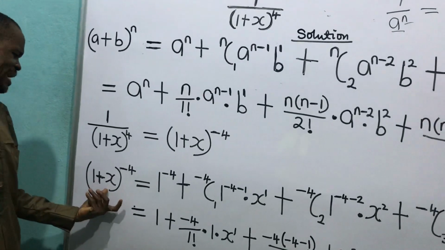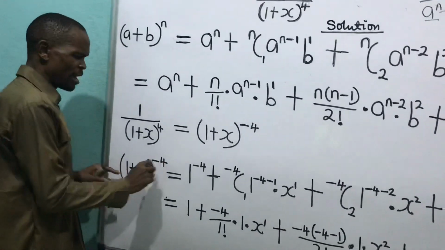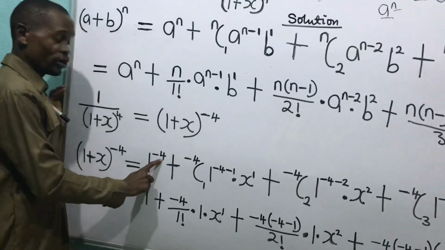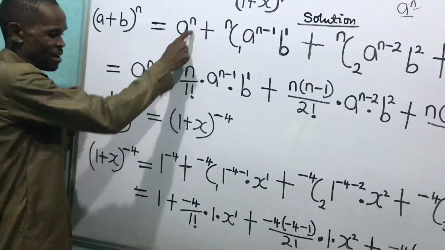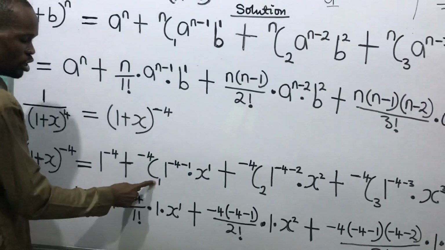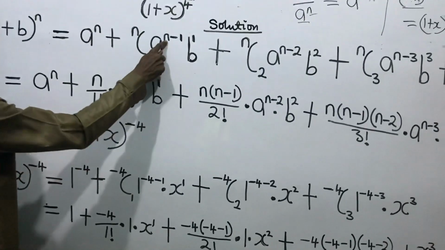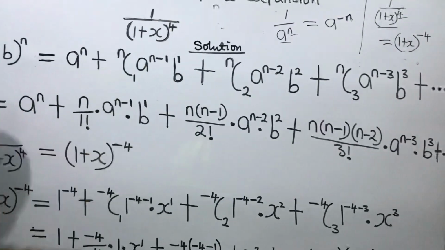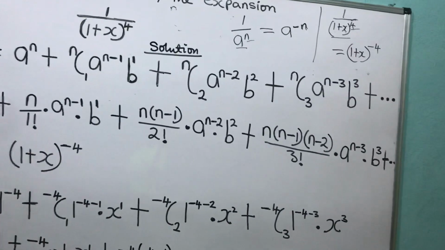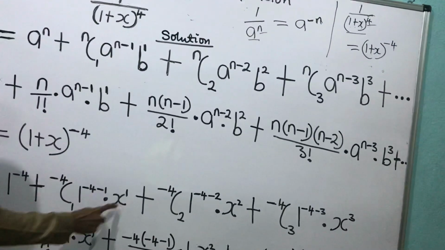Then 1 plus x raised to power minus 4 can be given, the first term being a raised to power minus 4, which is the maximum. Plus, out of minus 4, I'm choosing 1, and a will go up to 1 raised to power minus 4 minus 1. Look at it, this n becomes minus 4 minus 1. Then a is 1, then dot x. My b is x, raised to power 1. That's what you see here.